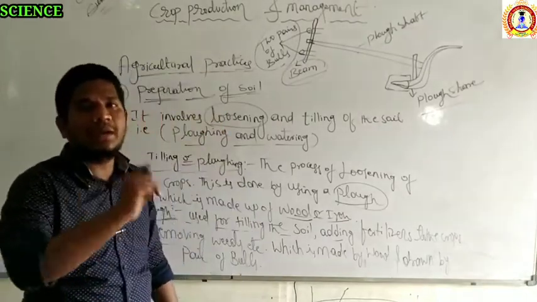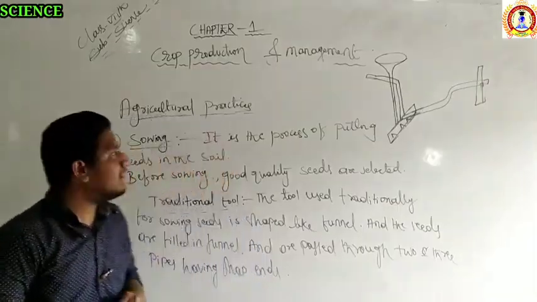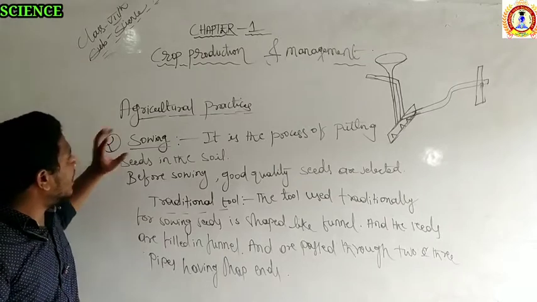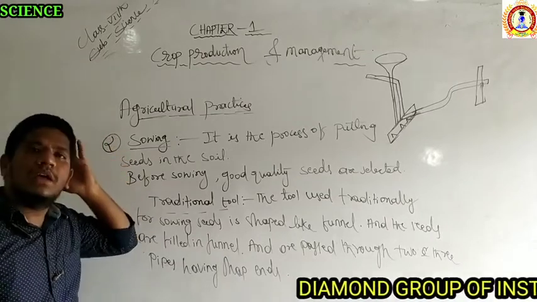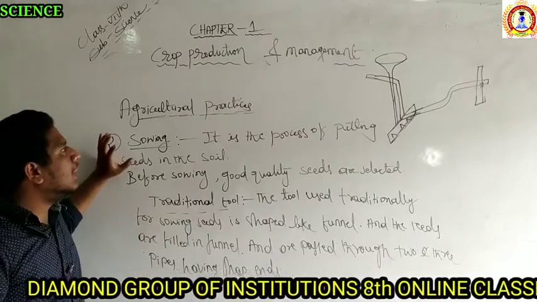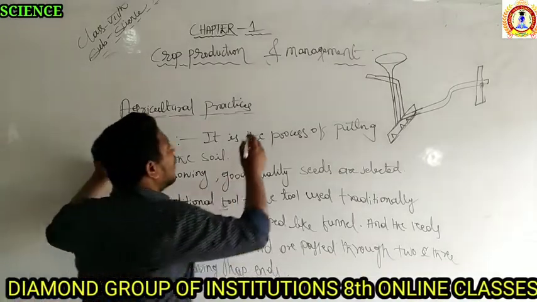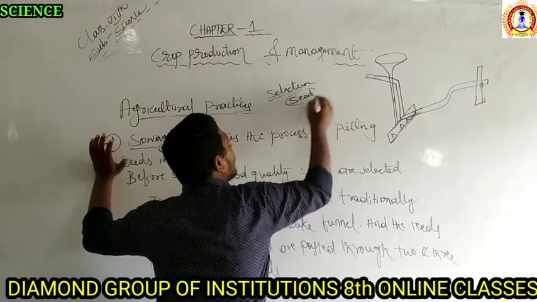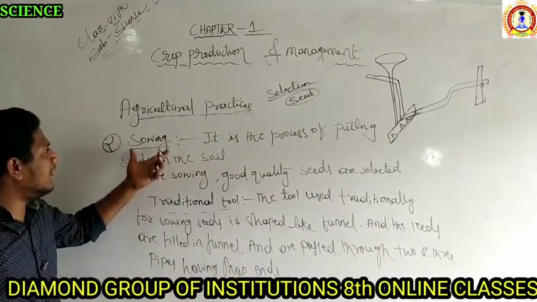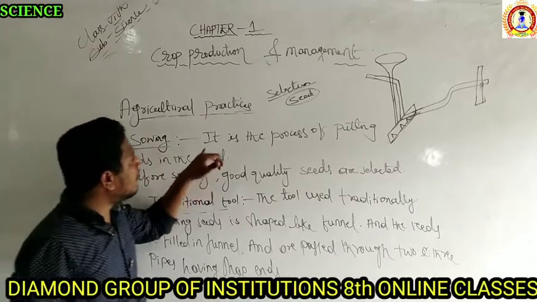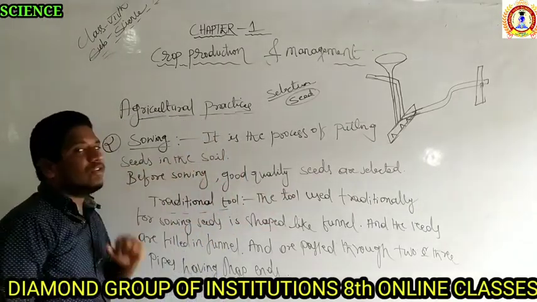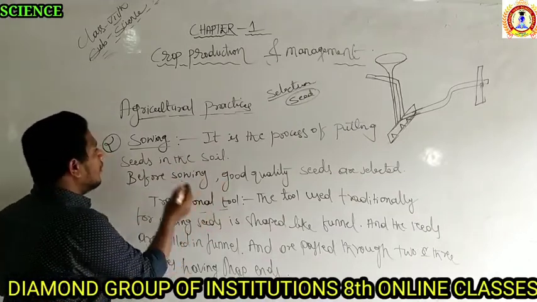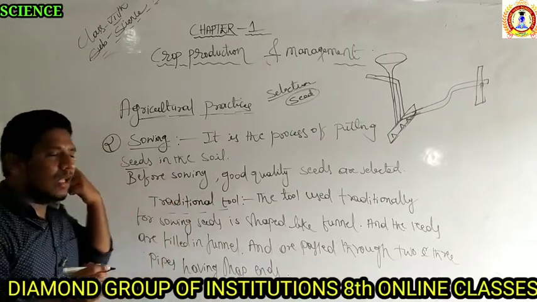So now we move to the second practice. Students, the next agricultural practice is sowing. Right. After preparation of the soil, the second step is sowing. So before sowing, the farmers' first duty is the selection of the seed. First of all, listen and understand what sowing is. Sowing is nothing but the process of putting seeds into the soil, right? So it is the process after loosening of the soil. The second process is putting the seed into the loosened soil, right?